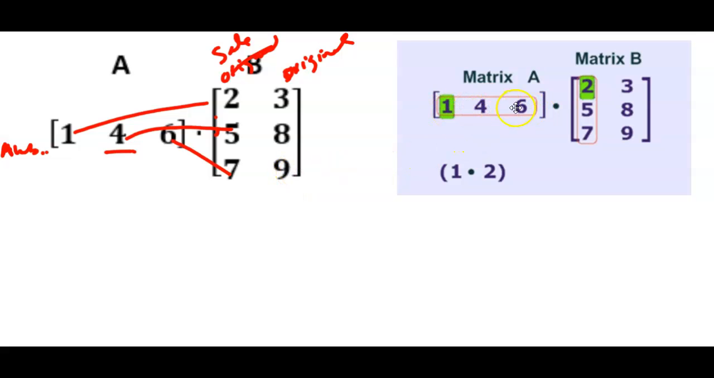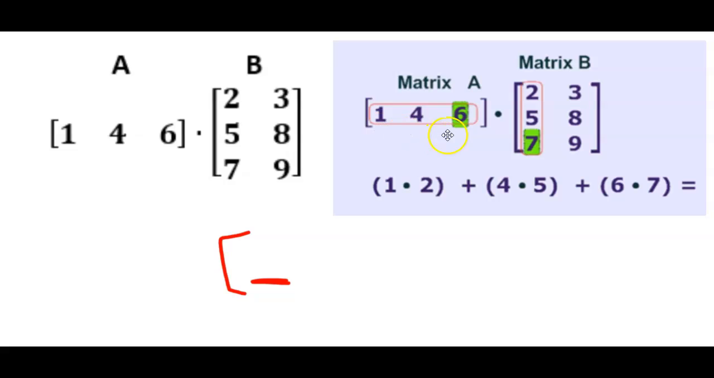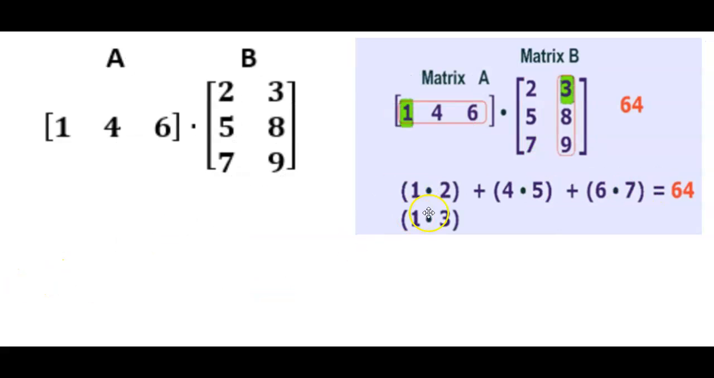So here's the pattern. Our row times our column. So we do 1 times 2. Then we do 4 times 5. Then we do 6 times 7. You multiply those together, then add those 3 numbers, and you're going to get 64 for that. Okay? So 2 plus 20 plus 42, okay, 64.